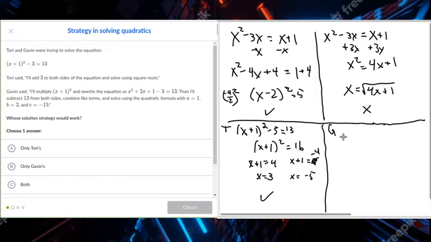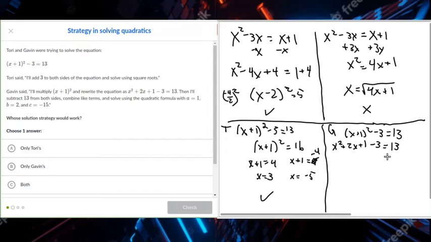Gavin says, I'll multiply x plus 1 squared. I think he means he's going to distribute it out. So we'll start with x plus 1 squared minus 3 equals 13. So he's going to have x squared plus 2x plus 1 minus 3 equals 13.